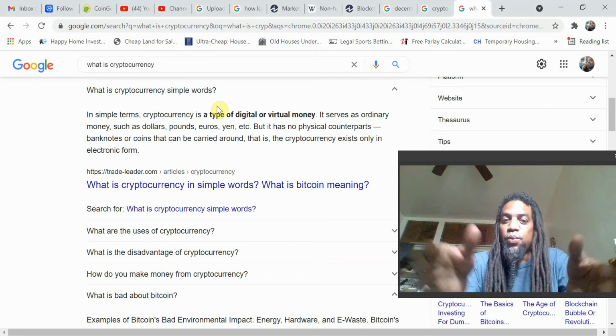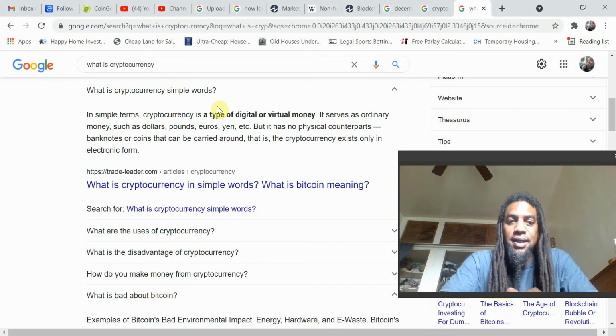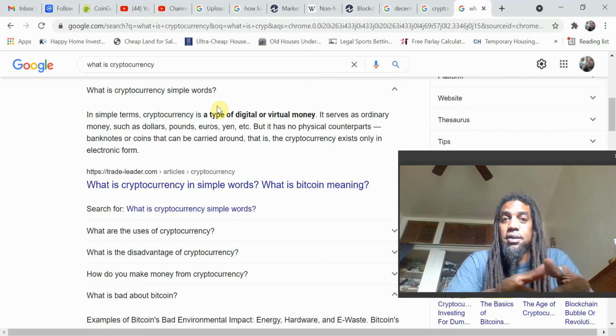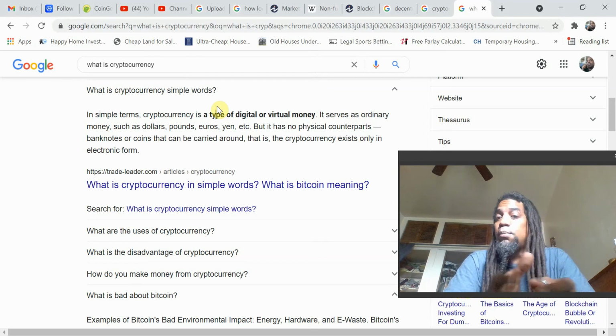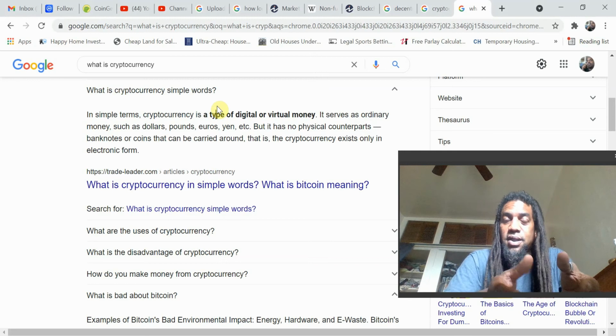So, what I want to do today is explain some of the terminology that we use in the cryptocurrency world, so that you get used to hearing it. You learn a little bit about it, and you feel more comfortable when you're reading things. It gives you a direction.